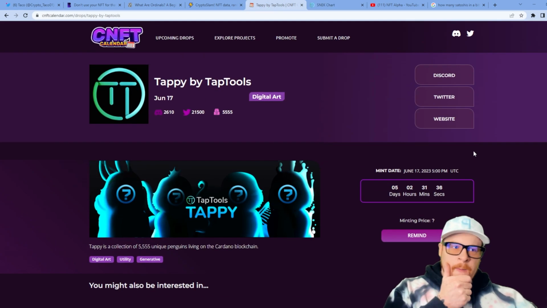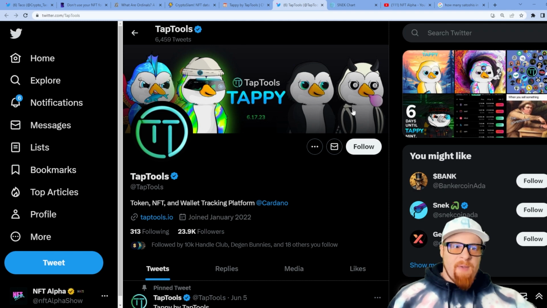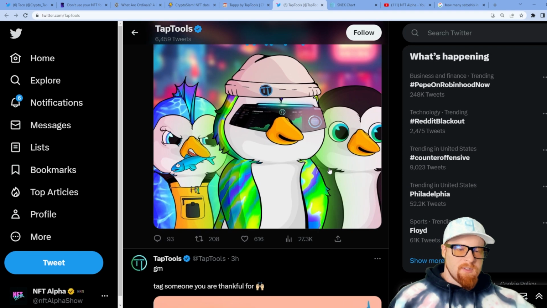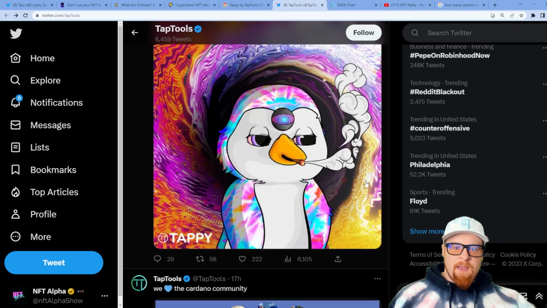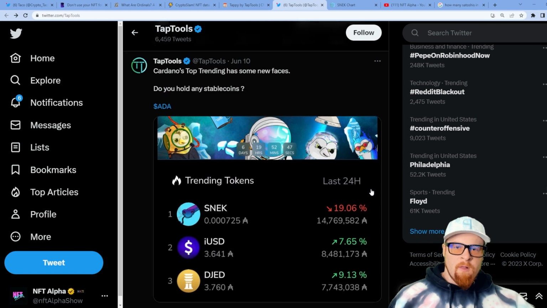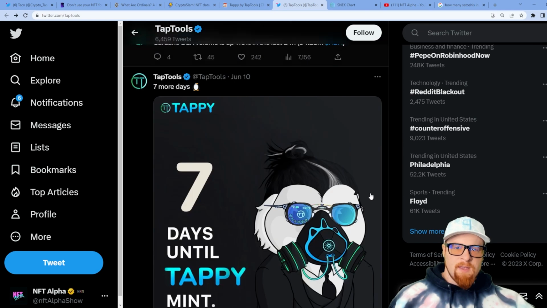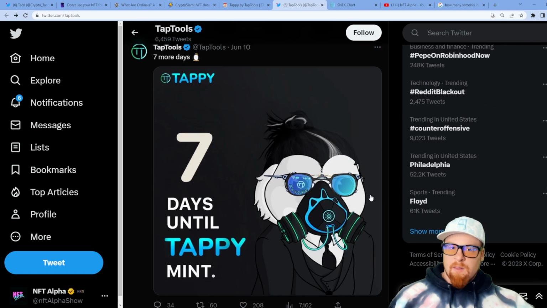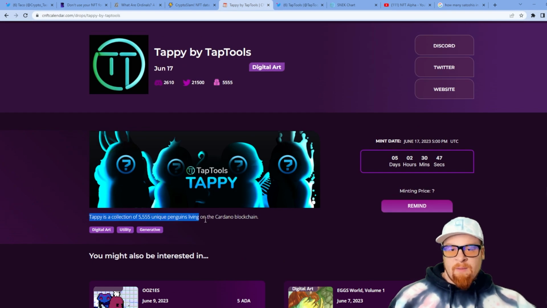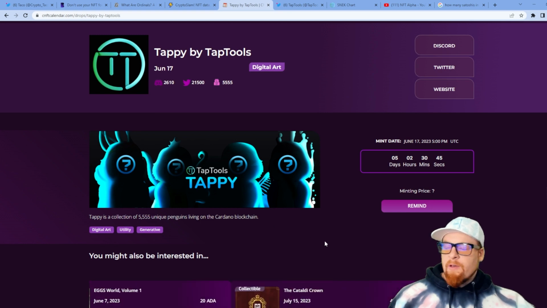Let's see if I can learn more from their Twitter. All right, it looks like they're going to be penguins. Tappy by Tap Tools in 5 days. I really can't find too much information about what these are for. I mean, they're showing how long until they mint, but I'm not really getting any info on what the purpose of these NFTs are going to be. I mean, it only says they're going to be a unique penguin living on the Cardano blockchain.